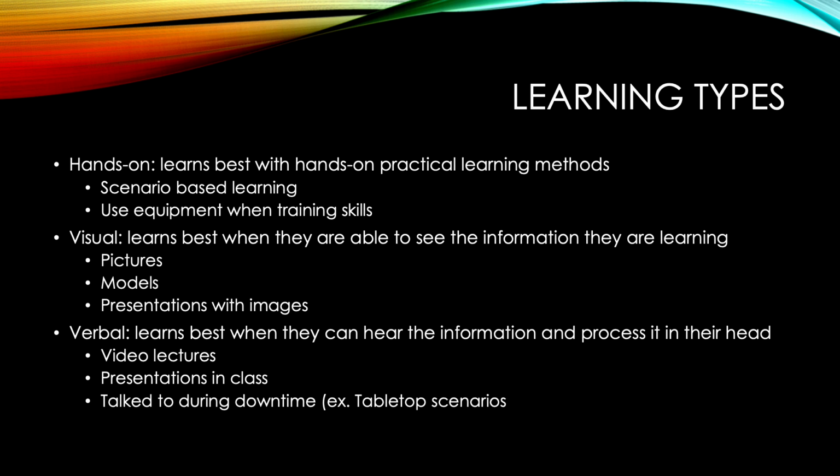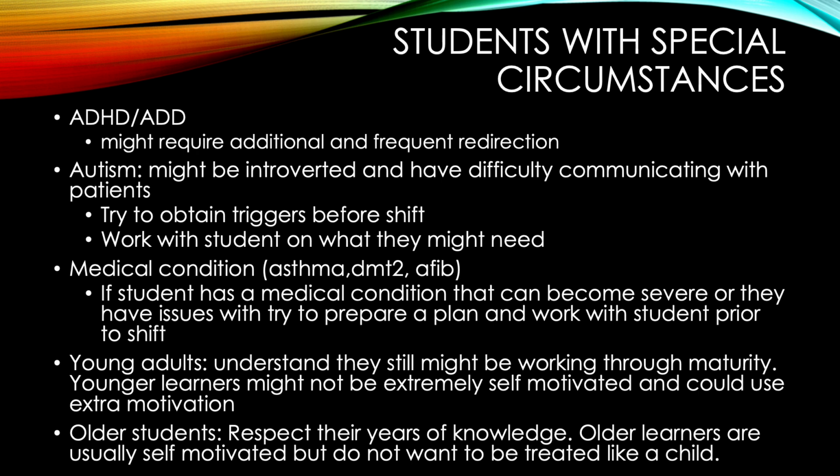Then visual learners, they learn best when they're able to see the information they're learning. So you could use something like pictures, models, or presentations with images. Then verbal learners, they learn best when they can hear the information and then process it in their head. Do this with video lectures, presentations in class, or just talking to them during downtime, or even doing tabletop scenarios.